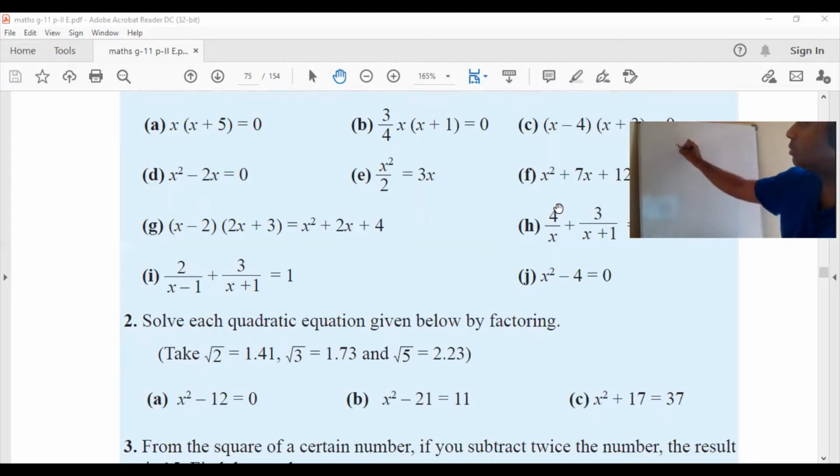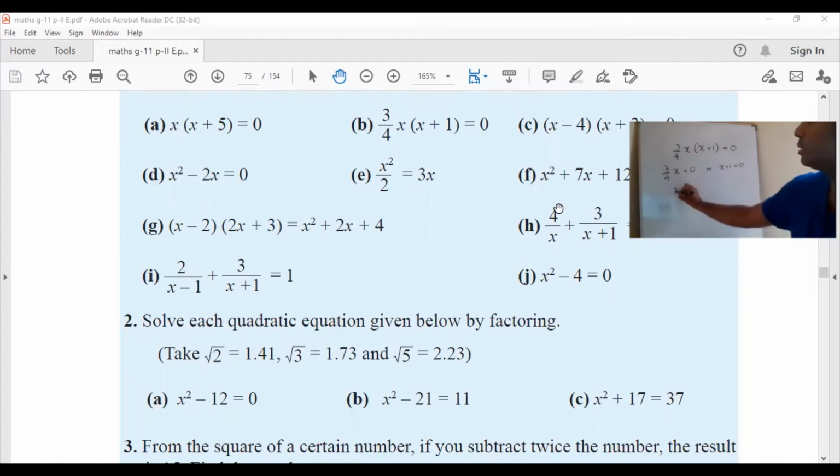Three-fourth x plus 1 equals 0. Here there are two factors. One is 3/4 x. It should be equal to 0, or x plus 1 should be equal to 0.